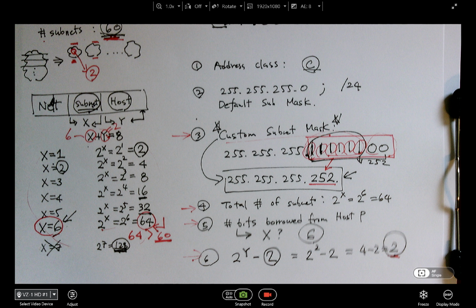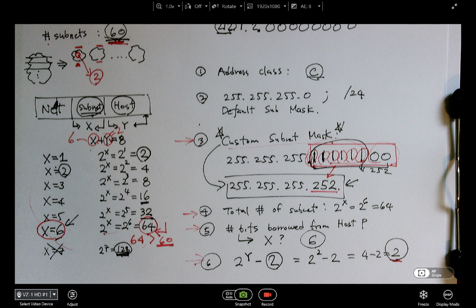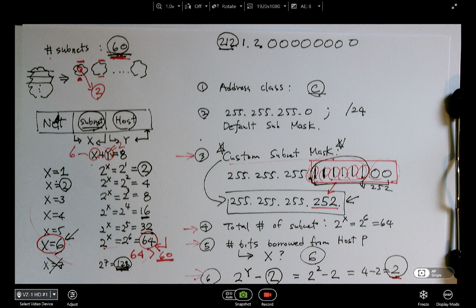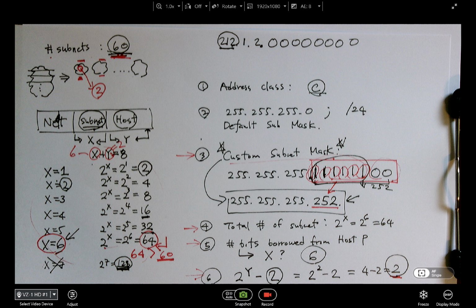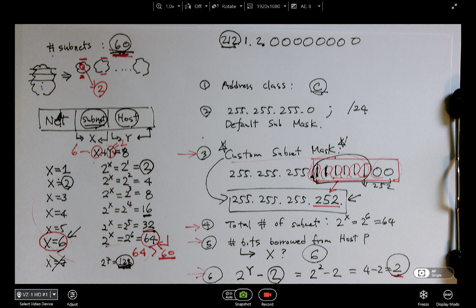So we know that our custom subnet mask is 252, right? And then 252, so it means x is a 6 and y is a 2, right? Then I can ask you the following question. What is the range of, let's say, the second subnet?